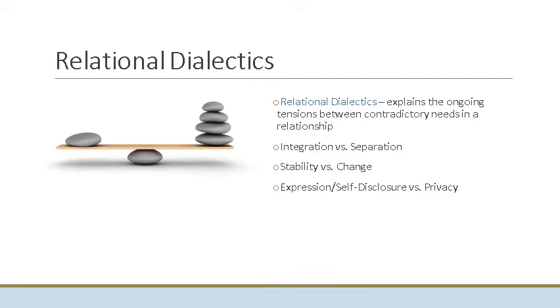There are certain areas of balance or strain in a relationship. Another visualization of relational dialectics is a tug of war, where you're trying to find balance between the two forces pulling on the relationship. The textbook identifies three areas of strain. The first area of strain is integration and separation.